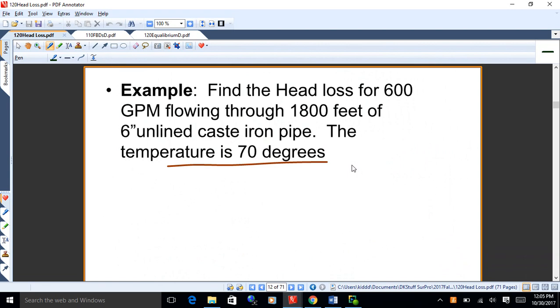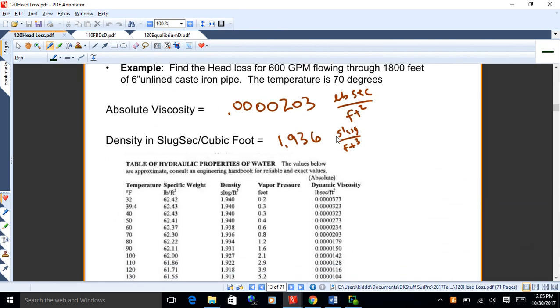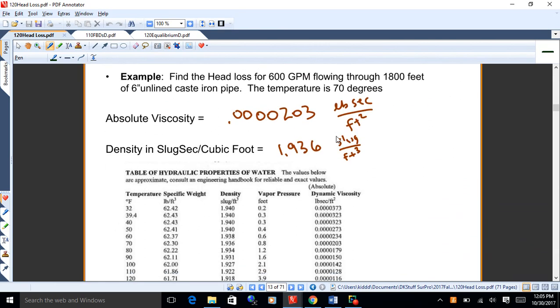So we're working through an example here: 600 gallons per minute, 1,800 feet of pipe, 6-inch unlined cast iron, 70-degree temperature. So we went on page 58, I think it was, and we found the absolute viscosity and the density in slug per cubic foot. Yeah, density is just slug per cubic foot, so that second in there shouldn't be there. I don't think you've got it in yours.